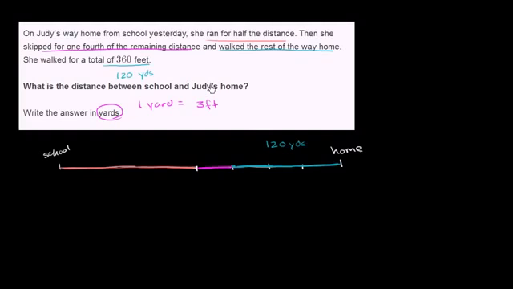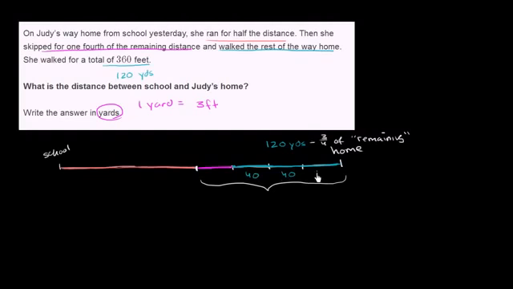So there's a bunch of ways that you could think about this. When we talked about the remaining distance after running, so this was the remaining distance after she ran, after this orange part right over here, you see that this blue section is 3/4 of that remaining distance. 120 yards is 3/4 of this remaining distance. So how much is 1/4 of that remaining distance? Well, as this is 3/4, 1/4 is going to be 1/3 of this. 1/3 of 120 is 40. So this distance right over here is 40.